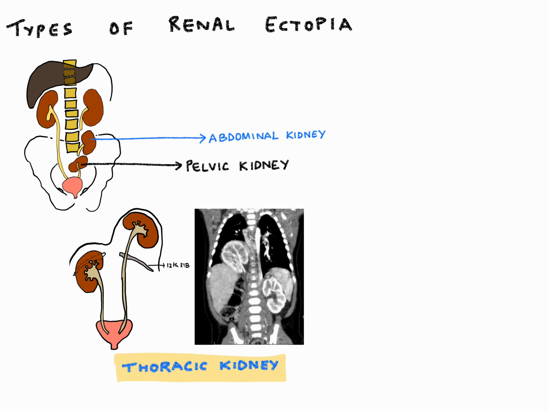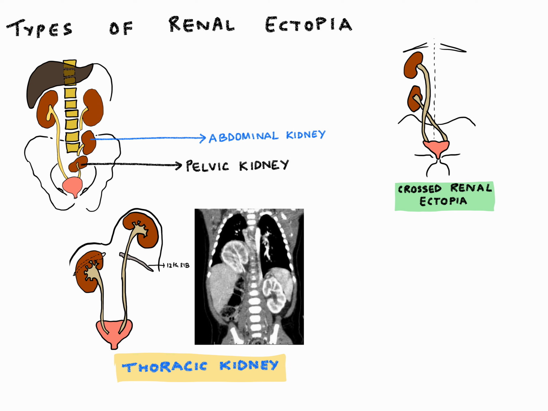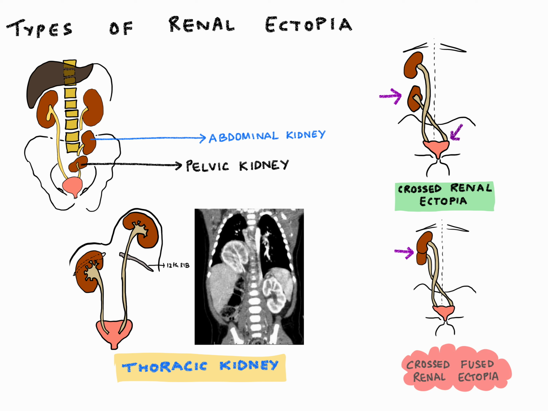Thoracic kidney. This is a rare form where the kidney ascends too high, passing through the diaphragm into the thoracic cavity. Crossed renal ectopia. In this variation, a kidney crosses the midline to the opposite side. The ureter of the crossed kidney still enters the bladder on its original side. These kidneys are often fused with the normally located kidney on that side, a condition known as crossed-fused renal ectopia.